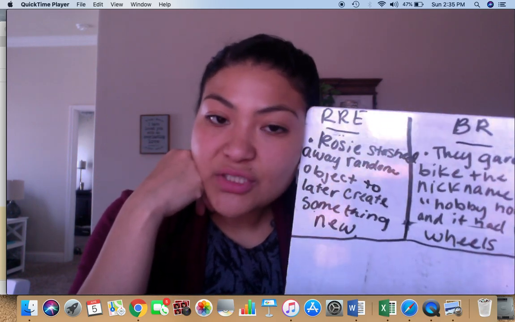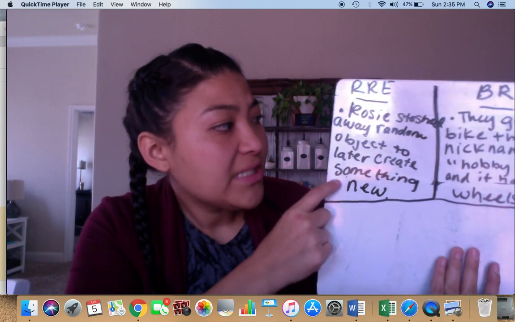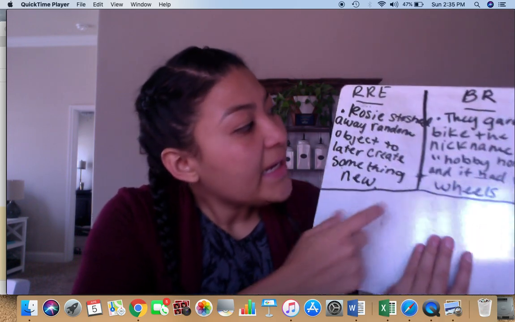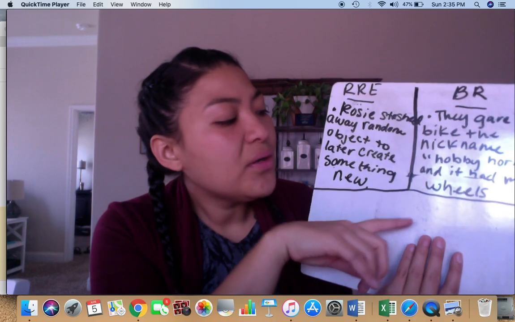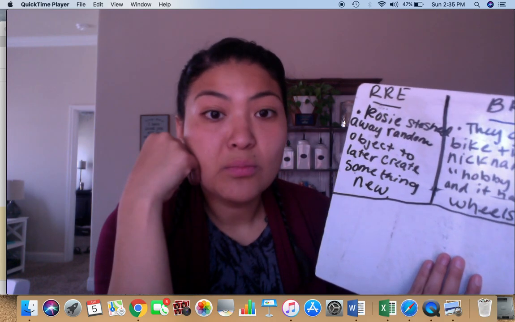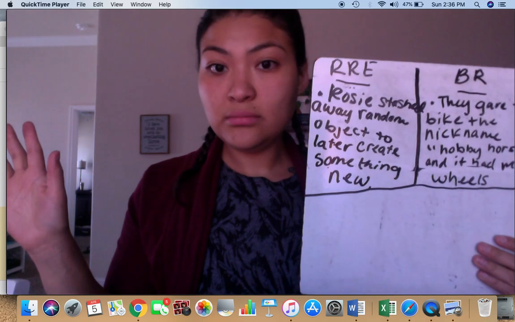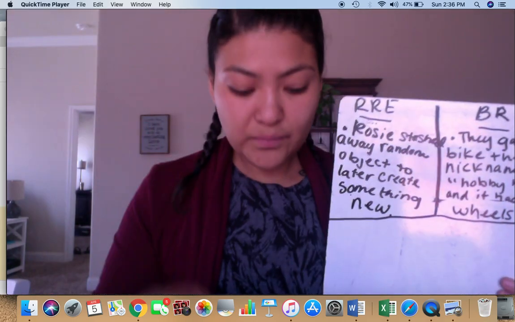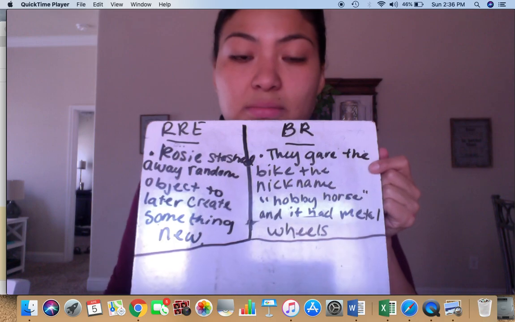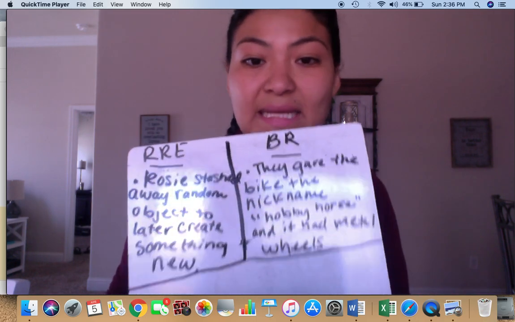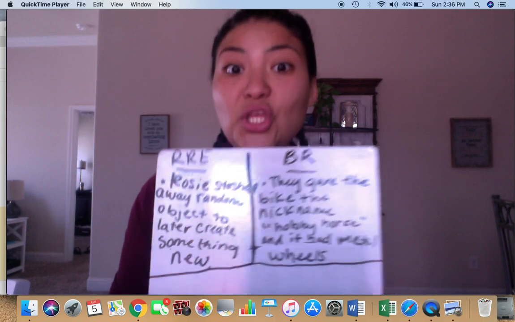So now what I have to do is create a completely new story that has to do with stashing random objects to create new things and giving something a nickname called the hobby horse, but also it having metal wheels. Okay, so I now have to create a story all on my own. About someone. It could be Rosie. It could also be someone else, because they weren't specific on the people, right? About someone giving something a silly name like the hobby horse and it having metal wheels. Not really functioning very well, right? Okay, so you have to create the story.